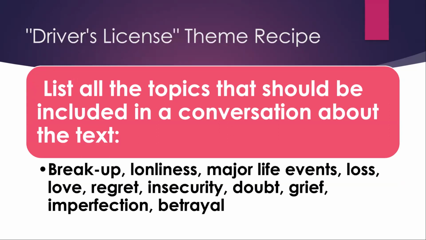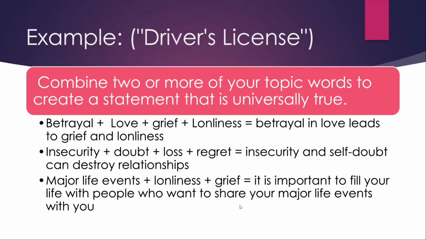So now that we have the summary, we have the artistic choices, we've examined it, let's come up with a theme here. The first step to coming up with the theme is listing all the topics, ideas, and major thoughts that have to be included in a good conversation about this. So the terms I came up with were breakup, loneliness, major life events, loss, love, regret, insecurity, doubt, grief, imperfection, betrayal. I'm sure there's more, but those are the ones I came up with.